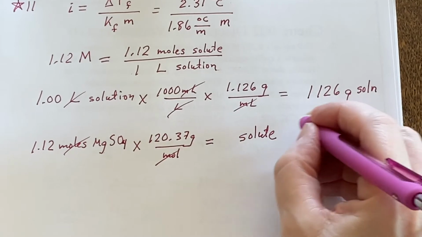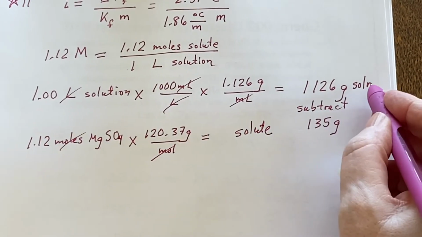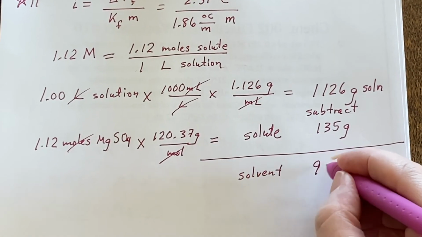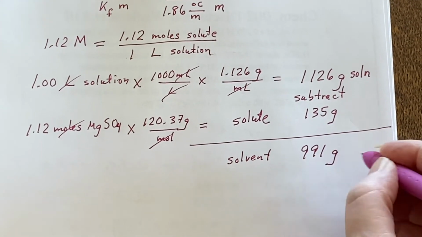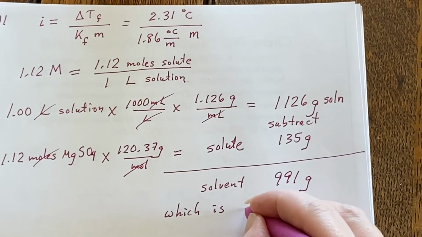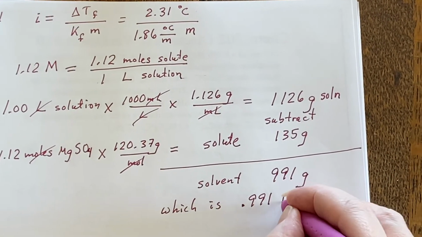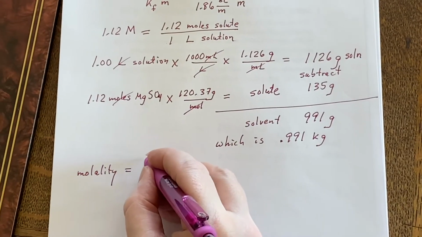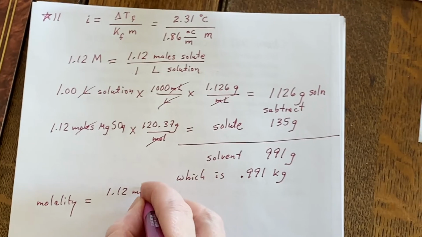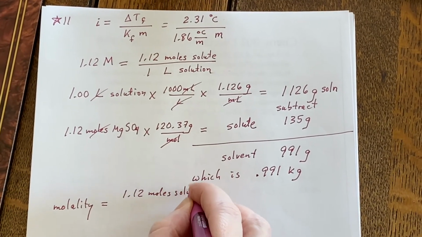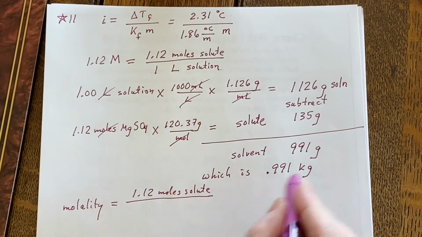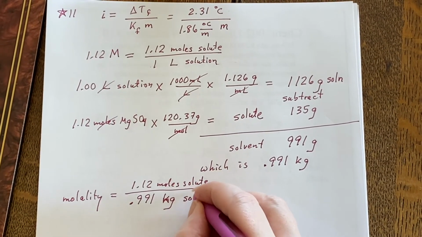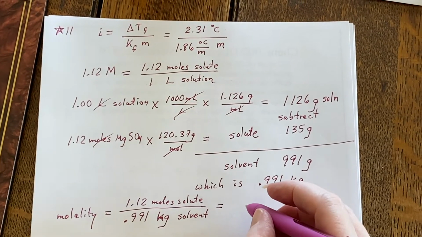If I subtract that, I'm subtracting the solute from the solution. The only thing that is going to be left is the solvent. I get 991 grams of solvent. So that is 0.991 kilograms. I have the fact that I need this in molality. I already know it was 1.12 moles of solute, and now I know it was 0.991 kilograms of solvent.